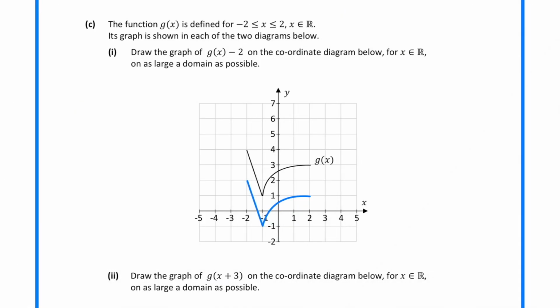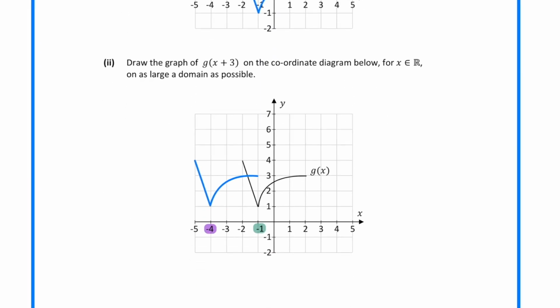In C, we must transform the graph of a function. In part 1, we are subtracting 2 from the value of the function. This corresponds to a shift 2 units downwards. In part 2, we increase the value of the input by 3. This corresponds to a shift 3 units to the left.